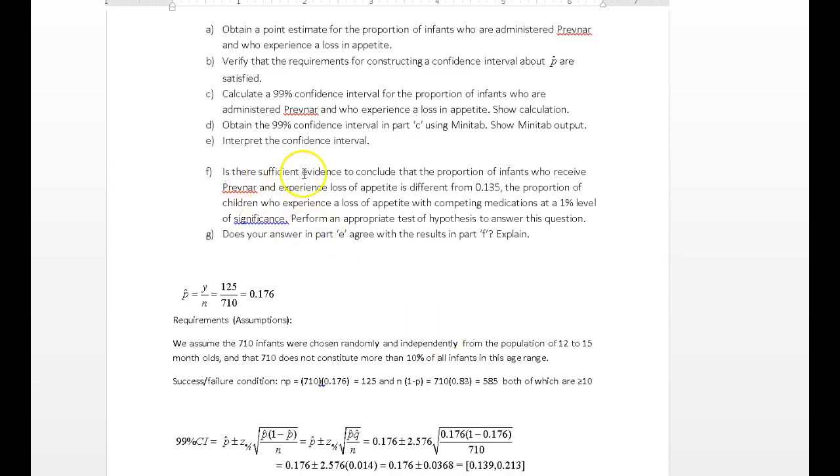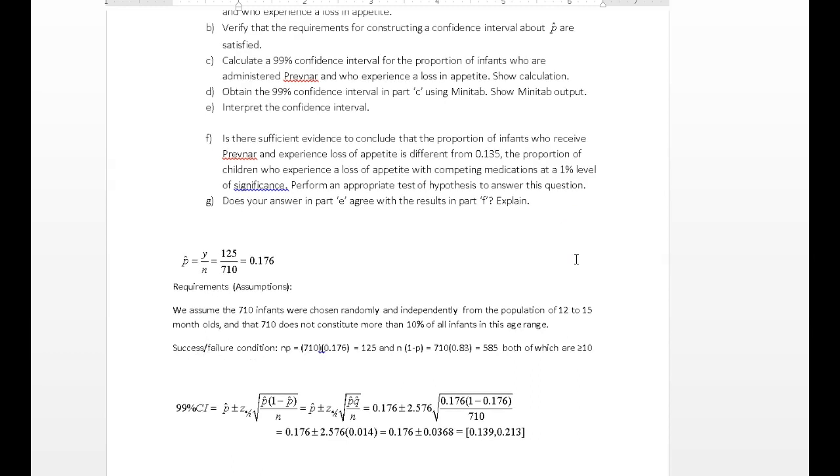Now we're asked, is there sufficient evidence to conclude that the proportion of infants who receive Prevnar and experience loss of appetite is different from 0.135, which is the proportion of children who experienced a loss of appetite with competing medications, and we're asked to figure this out at a 1% level of significance. We're asked to perform an appropriate test of hypothesis, and then we're asked, does our answer in E, which is my confidence interval, agree with the results I get from my test of hypothesis?